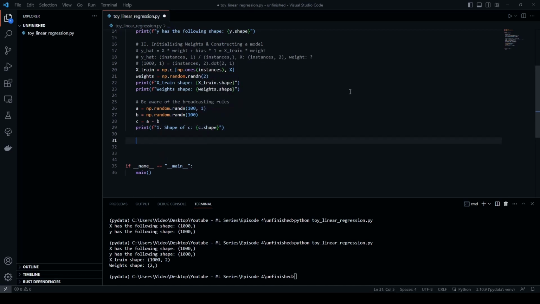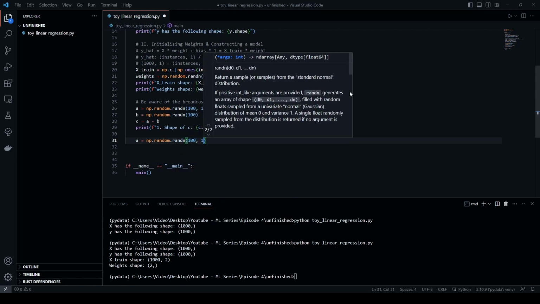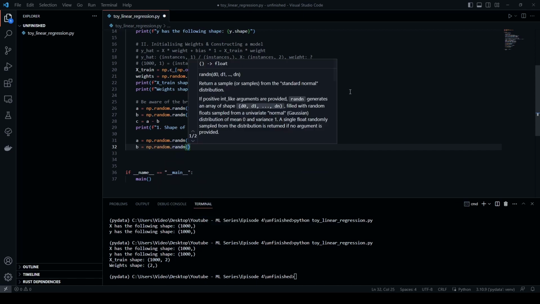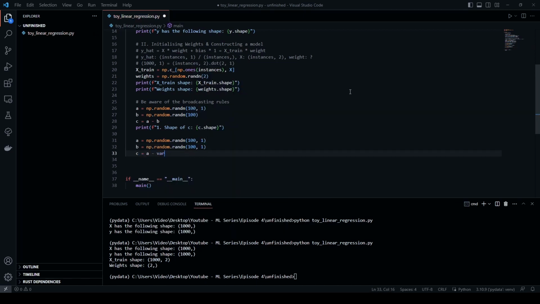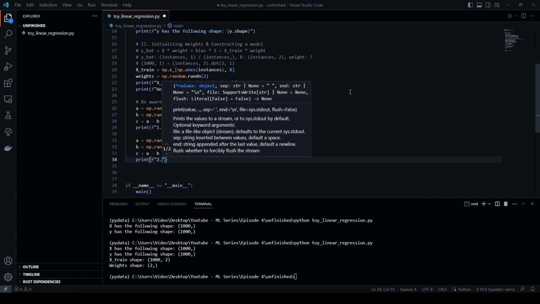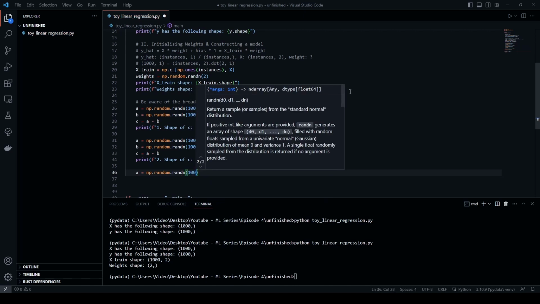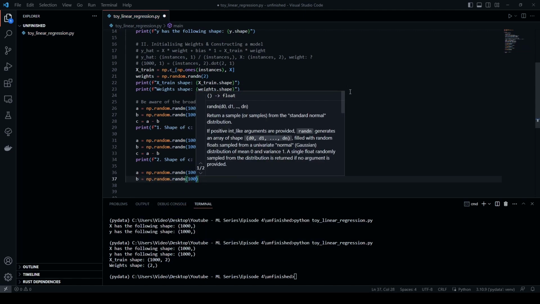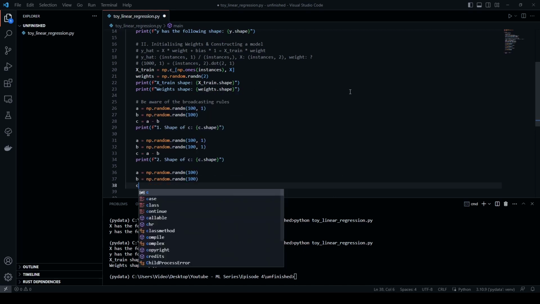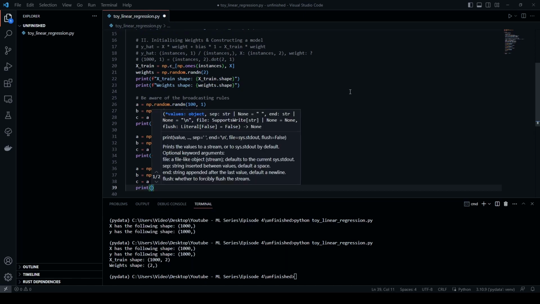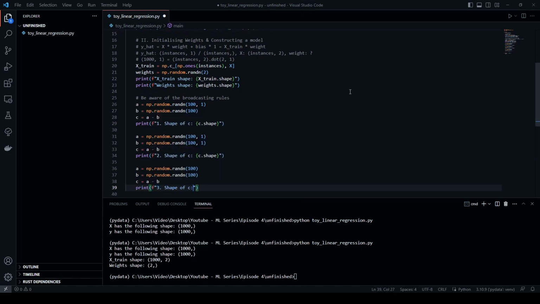Think about that for a second, but let's also construct 2 other examples in order to compare them with each other. So we have np.random.randn 100,1, b will be 100,1, and c will again be a minus b. And then let's print the shape of c again. For the third example, we will use 100 and 100, a minus b, and then print the shape of c. So what would you expect?